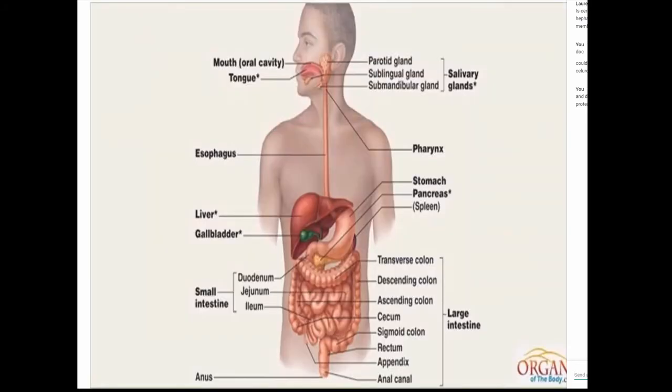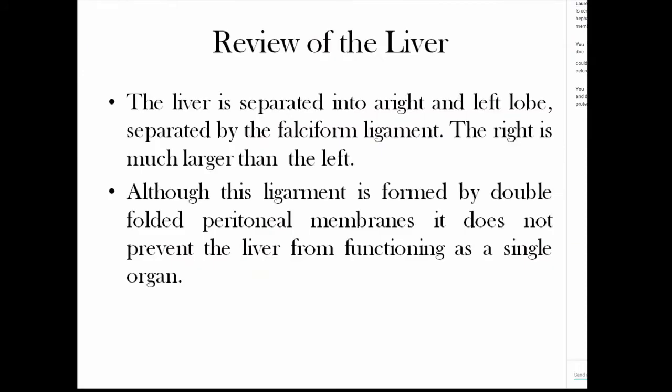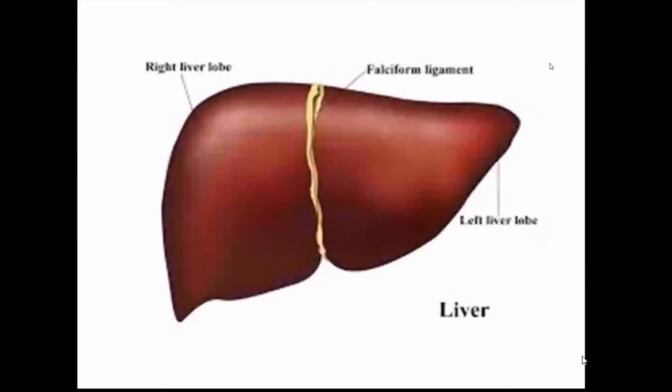That is also part of the pictorial presentation. The liver is separated into a right and a left lobe by a ligament, called the falciform ligament. I've said the right is much larger. Although this ligament is formed by a double-folded peritoneal membrane, it does not prevent the liver from functioning as a single, unitary organ. This infolded peritoneum still allows the left and the right to communicate. So that is the picture of the left and right lobes of the liver.